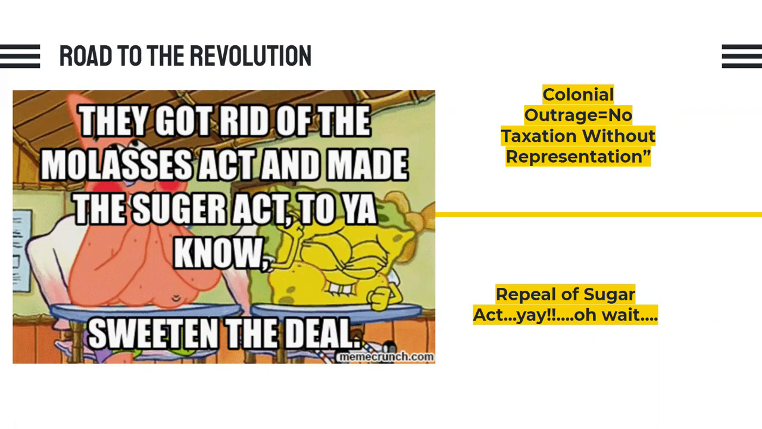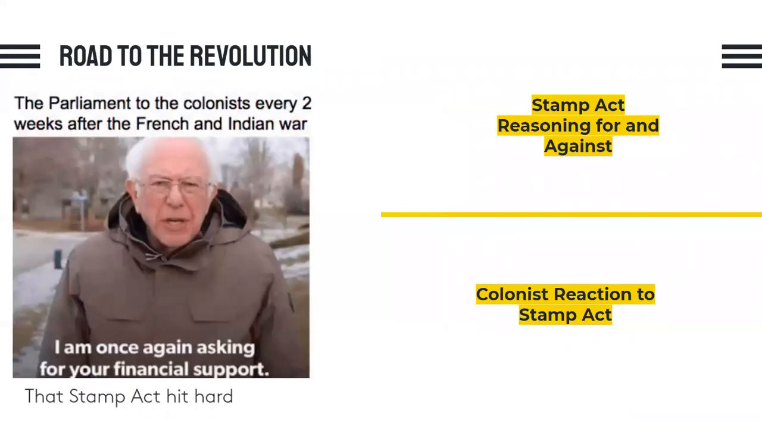So the British were so worried about the colonists protesting that they ended up taking away the Sugar Act, which is great and wonderful, except they quickly replaced it with the Stamp Act. So they took away one tax and brought in another tax. So this gets us to the Stamp Act, our last part of our notes. As we mentioned, they took away the Sugar Act, brought in the Stamp Act.